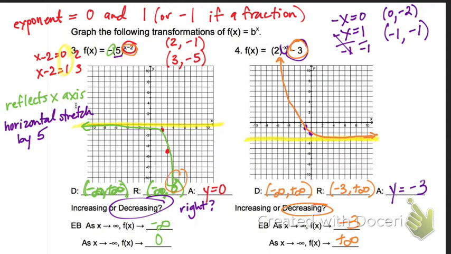Left to right. I take the opposite sign, so right 2. And you can also look at the picture, and it looks like it's going to the right.